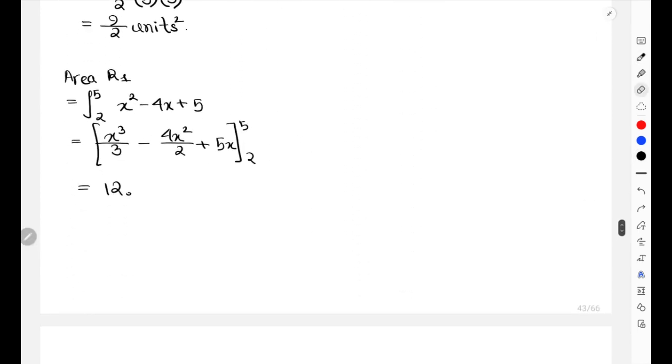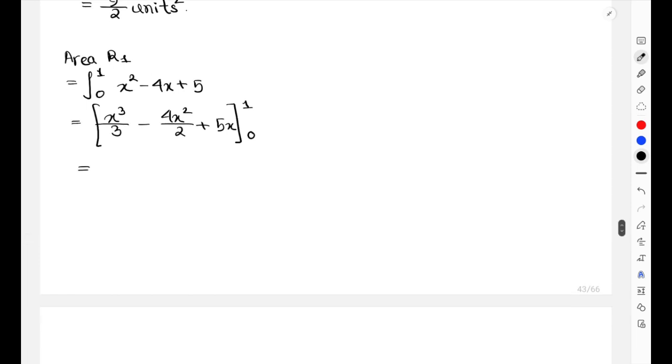Let me just go back and clear out my mistake. The boundaries should be 1 and 0. Really sorry. 1 and 0 because we are basically finding out R1, which was between the y-axis and point E, right? So this is supposed to be 1 and 0 and that will give you an approximate value of 19 by 6. Sorry, yeah, 19 by 6. That is supposed to give you 19 by 6.